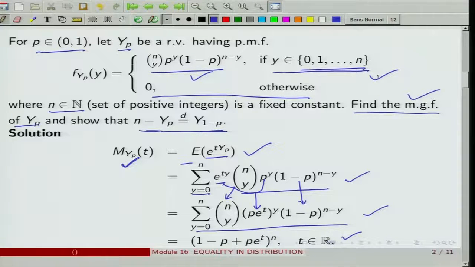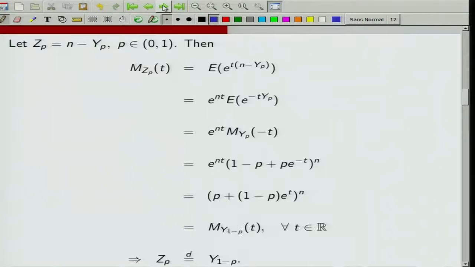Now using this MGF, I will try to find the moment generating function of n minus Y_p. Just to recall from the last slide, M_{Y_p}(t) is (1 minus p plus p e^t) to the power n. Now this p can be anything, because for different p I get different random variables. This moment generating function exists for any t belonging to R, so it exists in a neighborhood of 0.